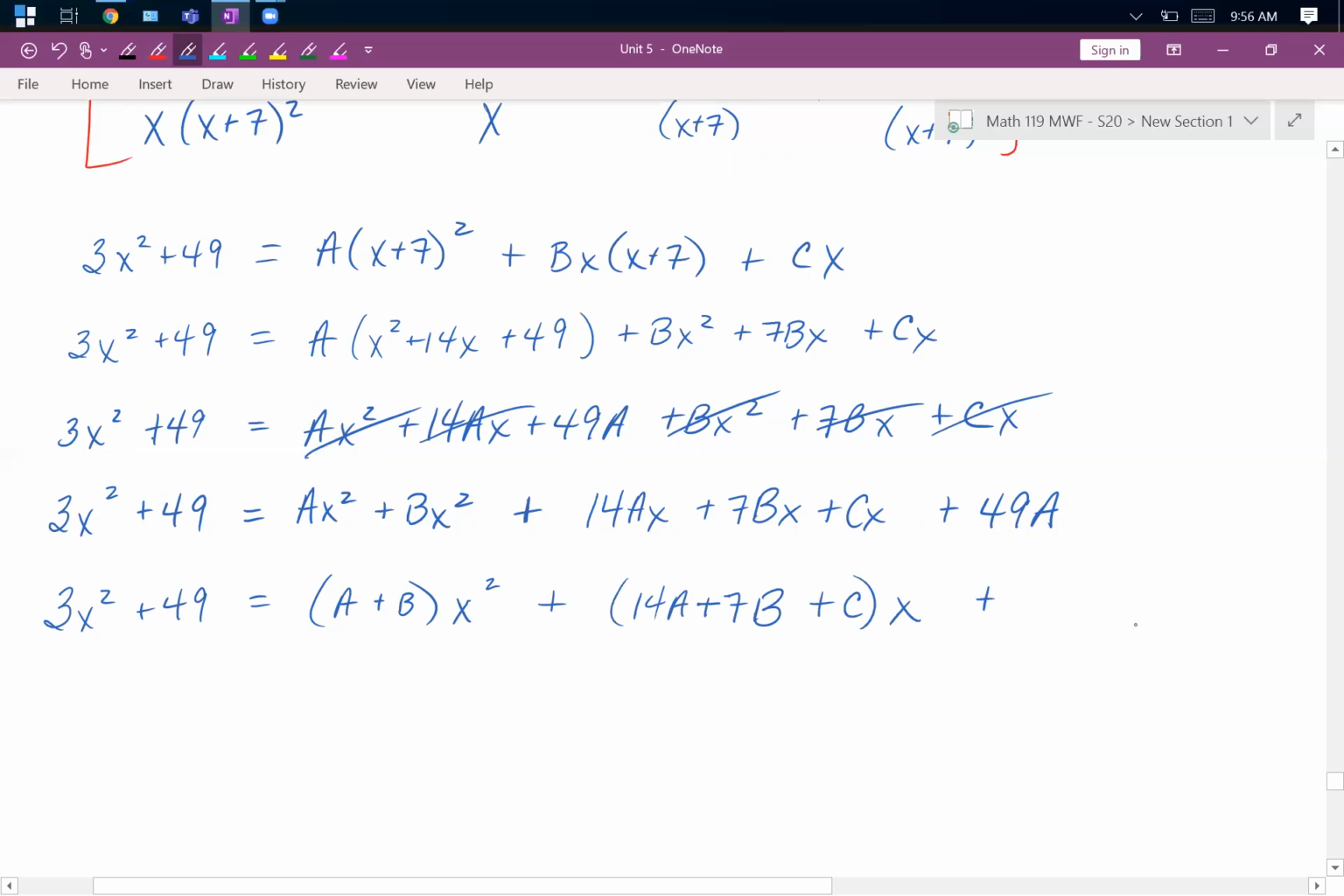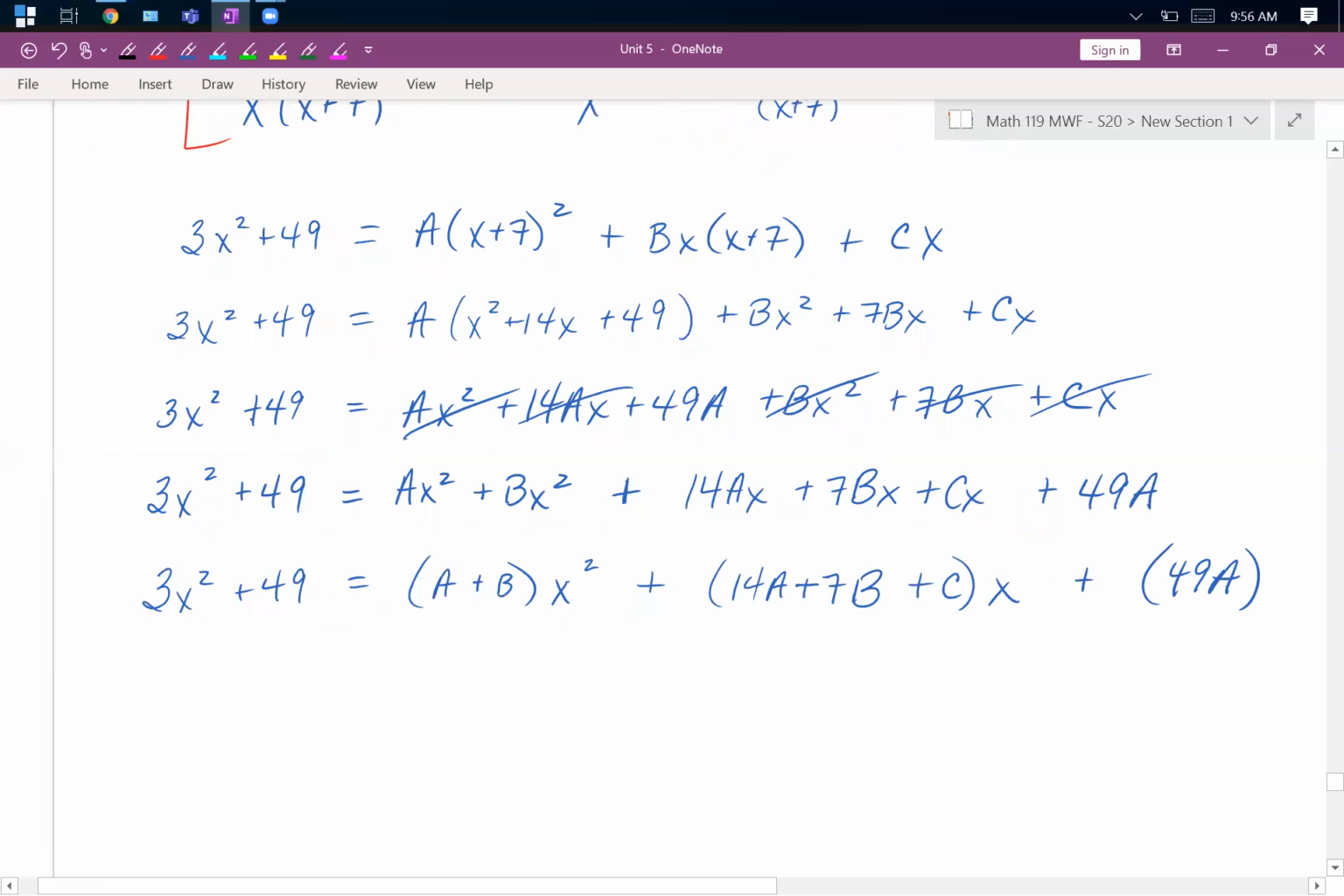Here's just my constant term. If you notice on the right-hand side, I have x squared, x, and a constant term, but on the left side, I don't have a linear x term. So what we want to do here is put in a placeholder of 0x, and then we can equate our coefficients again. 3 is going to be equal to a plus b.